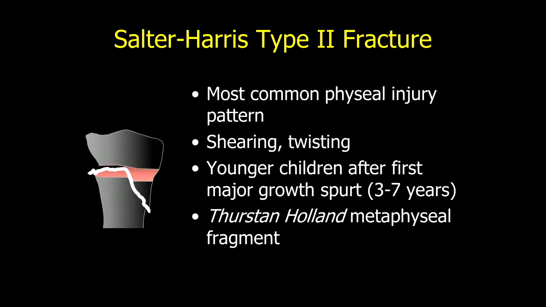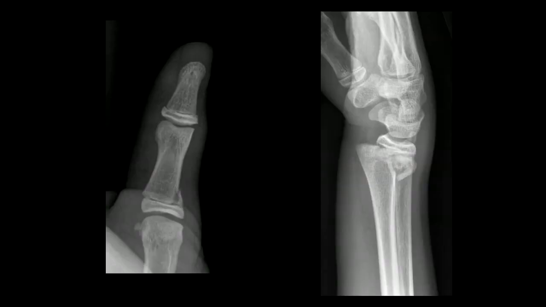The Salter-Harris type 2 fracture is seen in the slightly older age range, generally about 3 to 7 years, and this is by far the most common physeal fracture pattern. It is a result of a shearing or a twisting injury, and with the metaphyseal component, we term this the Thurston-Holland metaphyseal fragment, named after a British surgeon who did a lot of work with radiographic appearance of fractures. These are often easy to diagnose, as we see in this thumb. This is a Salter-Harris type 2 fracture.